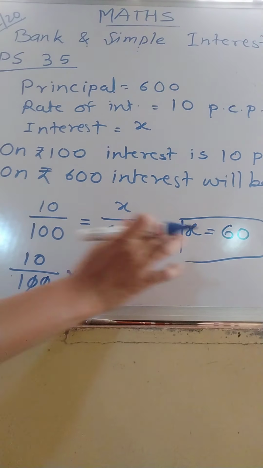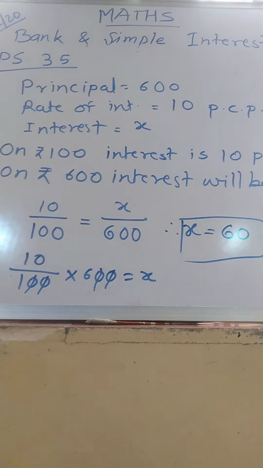So what is your X? X is your interest on 600 rupees. So interest is 60 rupees. Now let's move to the third sum.